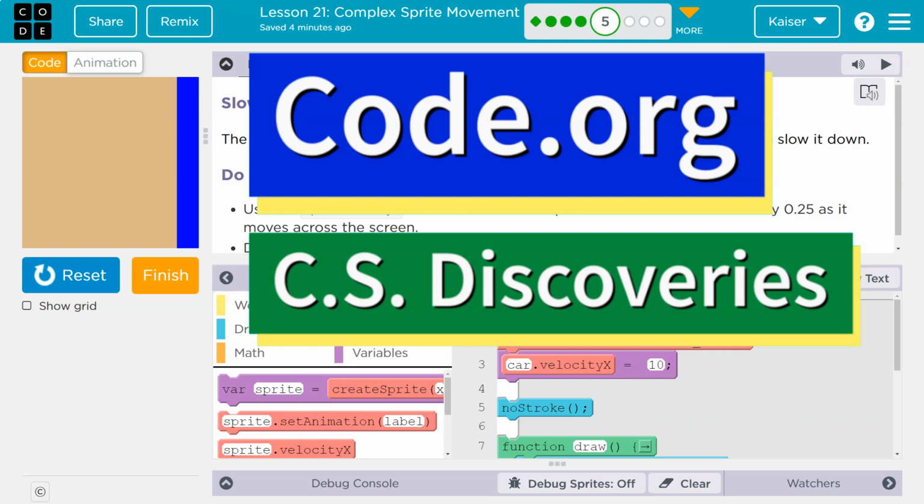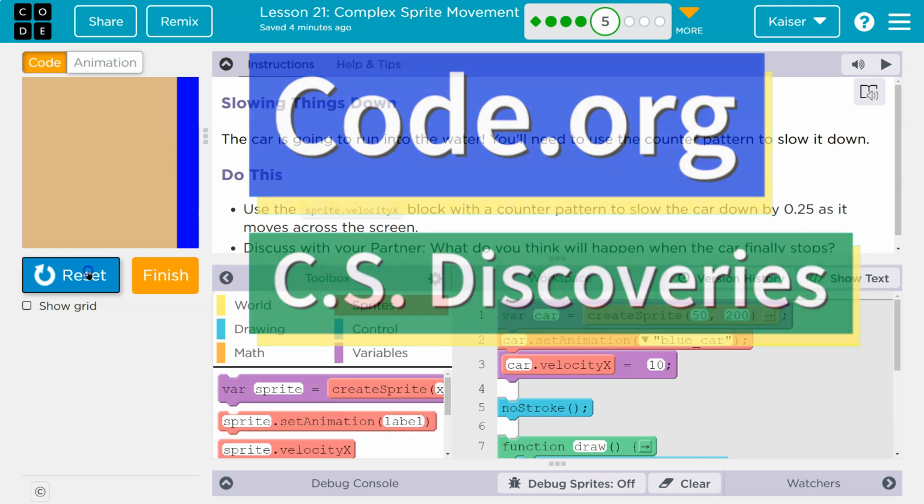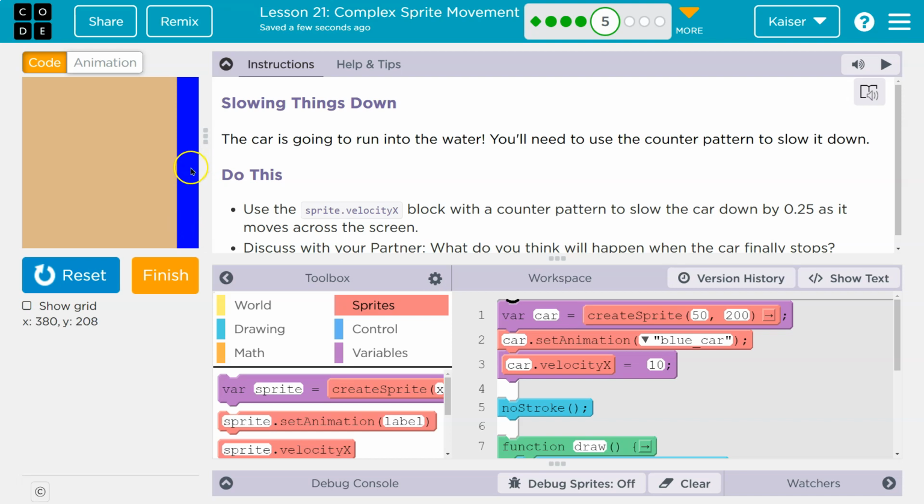This is code.org. Let's see what we're working on. Slowing things down. What do you mean? Well, the car just went into the water. Murderers. The car is going to run into the water. Hey, I just said that.